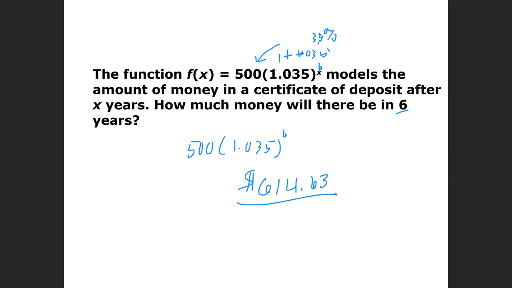Make sure you take all of your answers to 2 decimal places this week. Why? Because we're dealing with money. Well, I suppose not all of them deal with money. But that is an exponential growth problem.